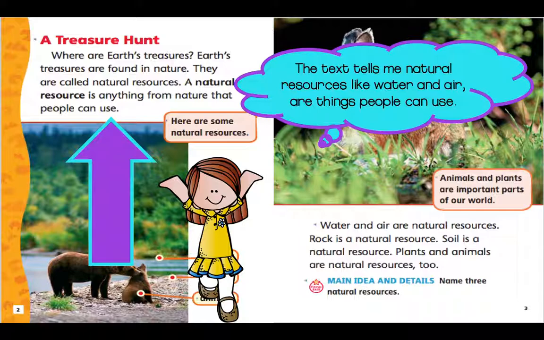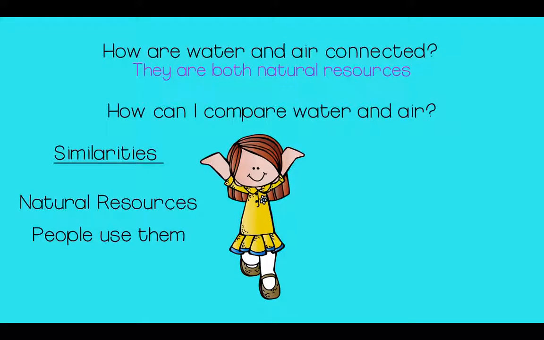The text tells me right here that natural resources, like water and air, are things people can use. So they're things in nature that people can use. So that's another thing that's the same about both of them. I find them both in nature and I use them. So I can add that to my chart too. Things in nature people can use. Or I just wrote people use them.